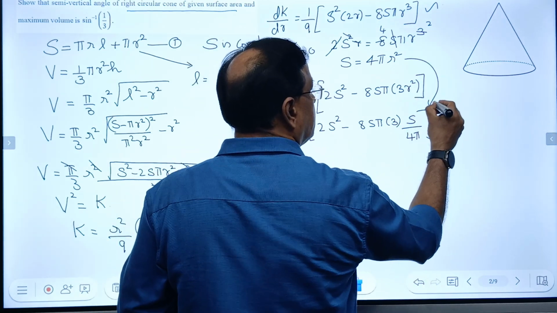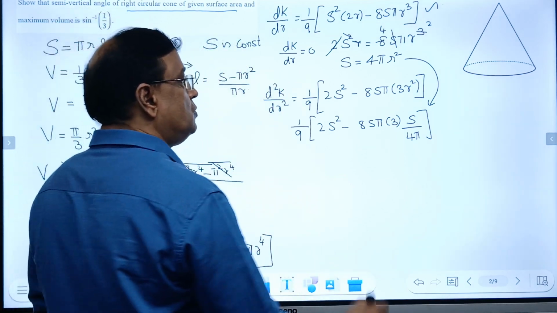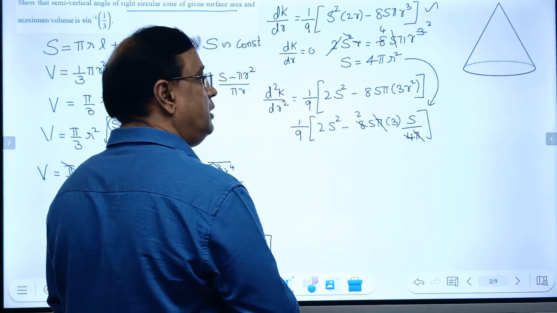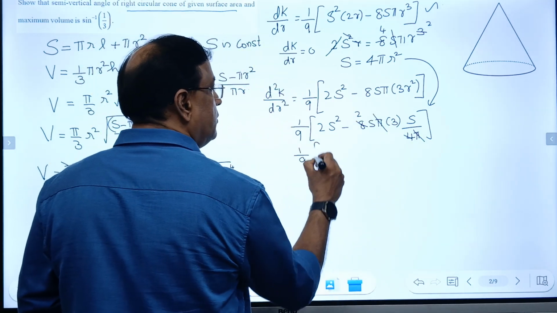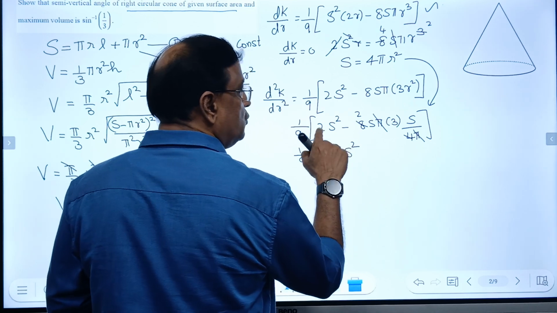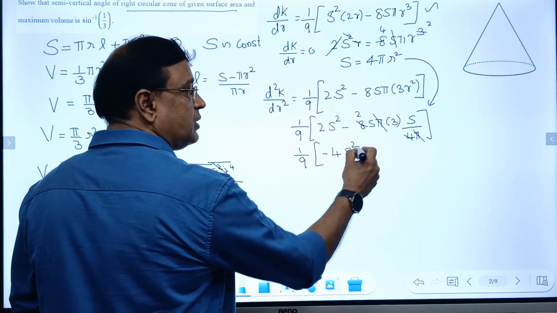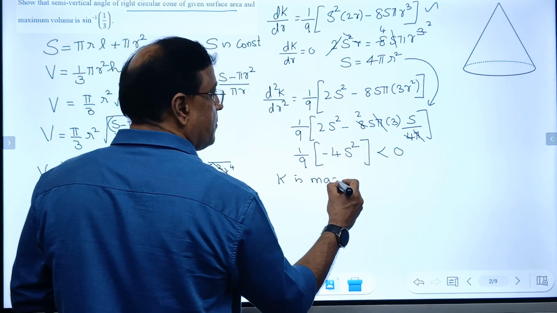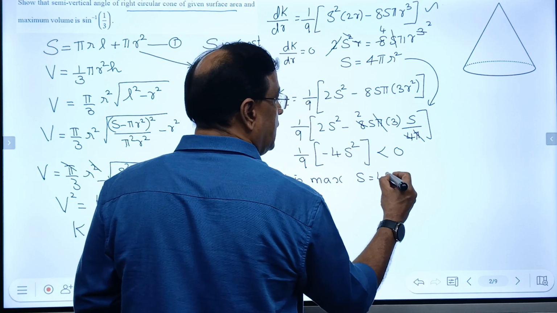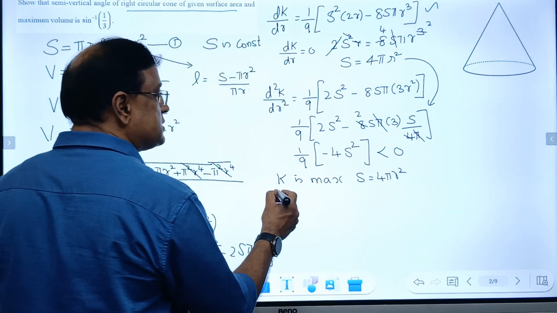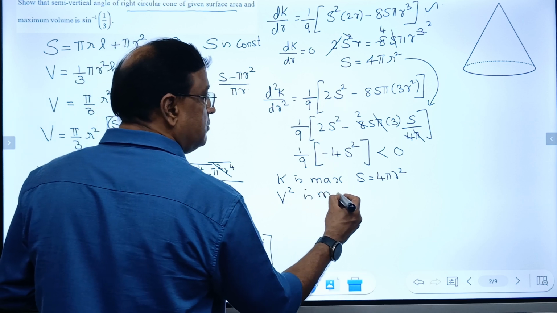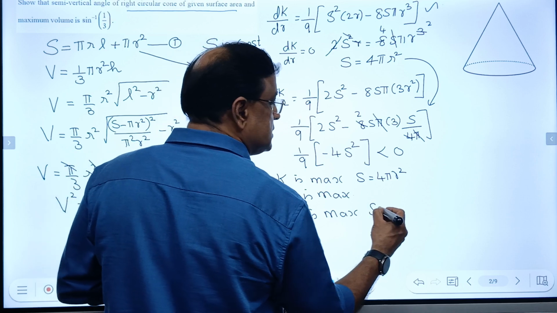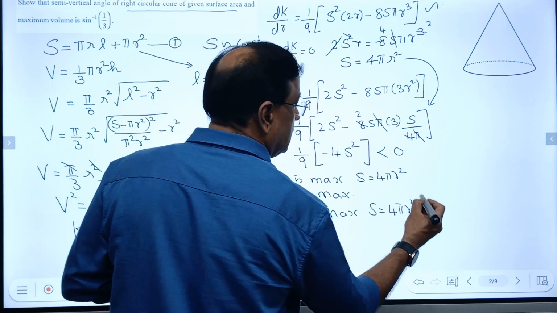This one, s r square is s by 4 pi. So 4 pi gets cancelled. So what are you left with? 1 by 9 into minus 4s square, because you have 2s square minus 6s square is minus 4s square. So it is negative. Therefore k is maximum when s is equal to 4 pi r square. If k is maximum, v square is maximum. If v square is maximum, what is maximum? V is maximum when s is 4 pi r square.